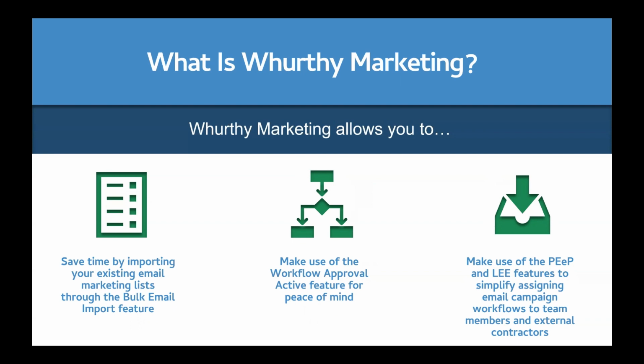Now, if you've already watched the Whurthy settings module, and there's a link to it in the top right-hand corner of the screen, you'll have already seen the idea of workflow approval being active. And so the Whurthy marketing tool also makes use of that. Basically, if you have workflow approval set as inactive, or you have it turned off, then once the test email is accepted, there'll be a task assigned for you to accept it or to ask for revisions. And then as soon as you're happy and you agree with the email looking right, it will go ahead and send the email to the mailing list.